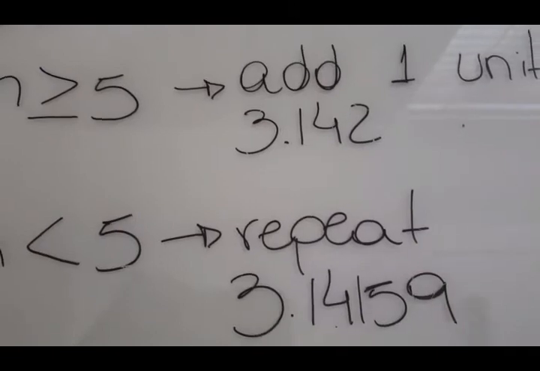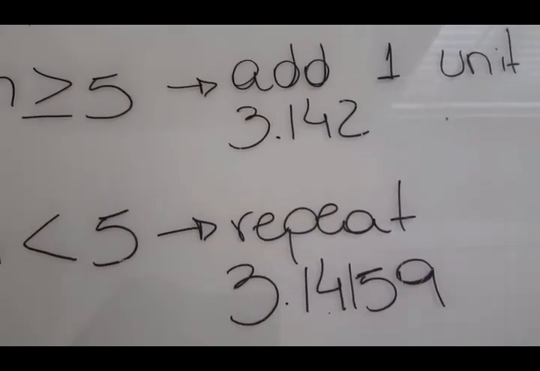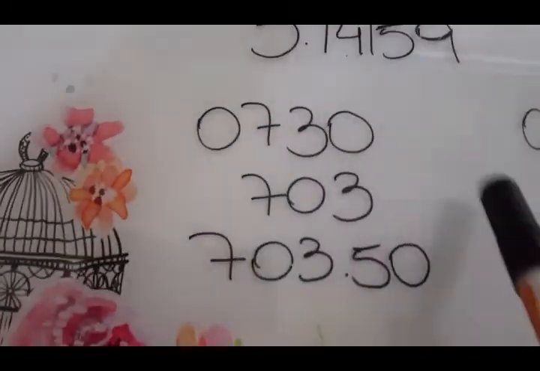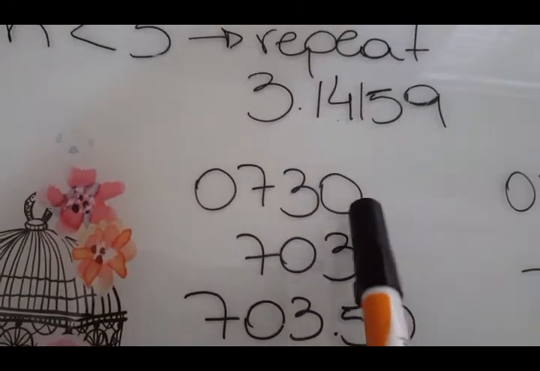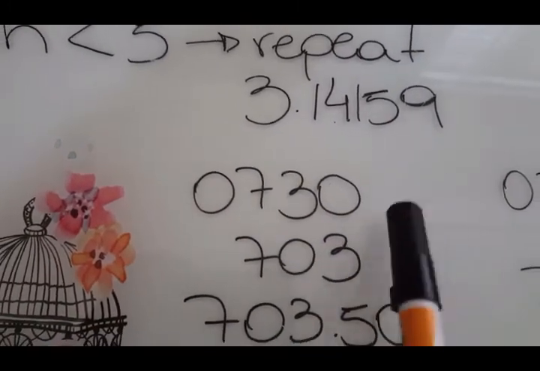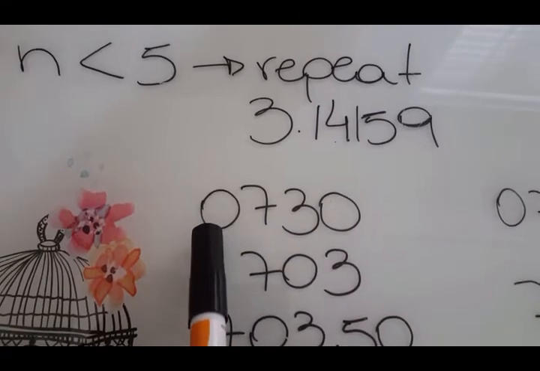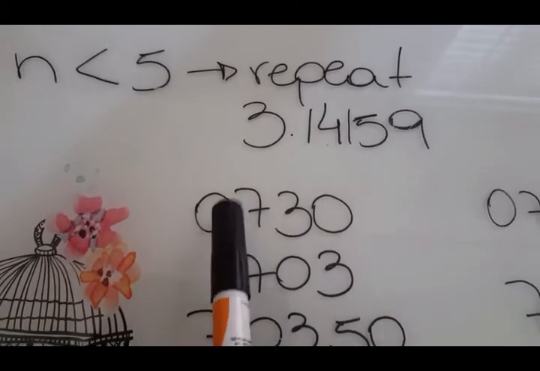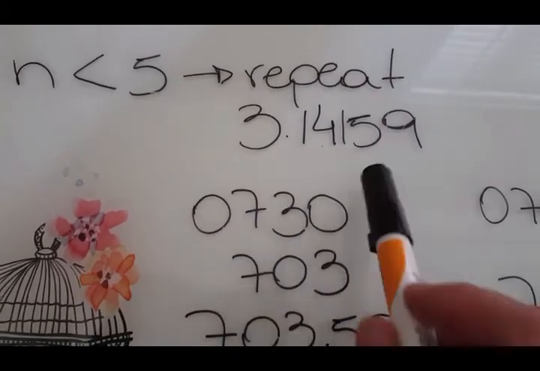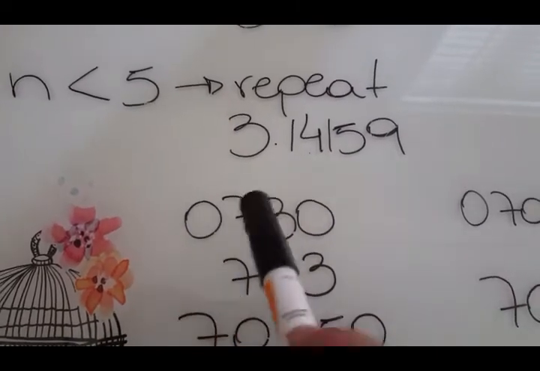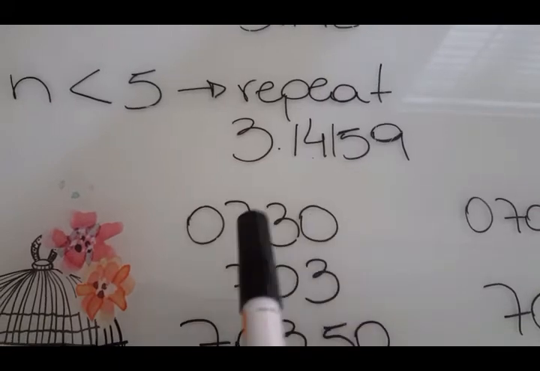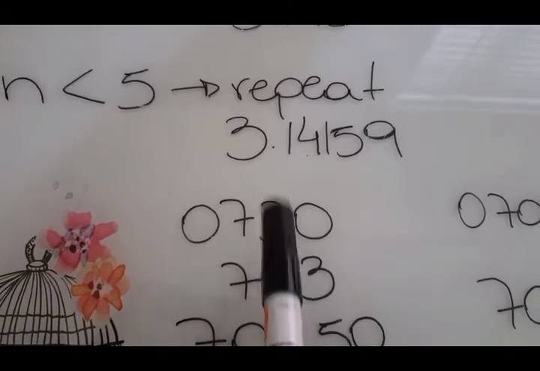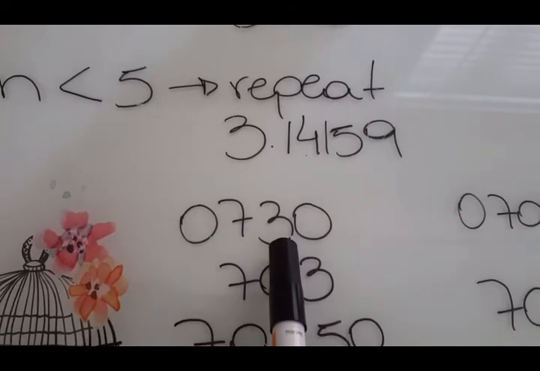Another way we use to round the numbers is using significant figures. We have some examples here. The first rule for significant figures is that numbers different from 0 are always significant. So in this case here, this is 0, and the two numbers in between are always significant. So 7 is significant and 3 is significant.